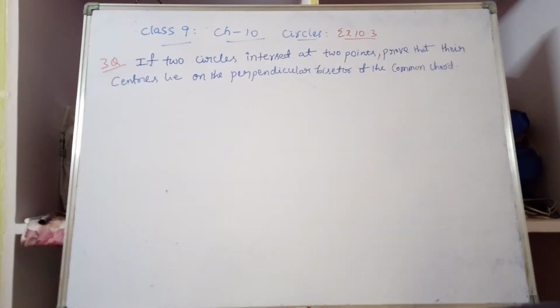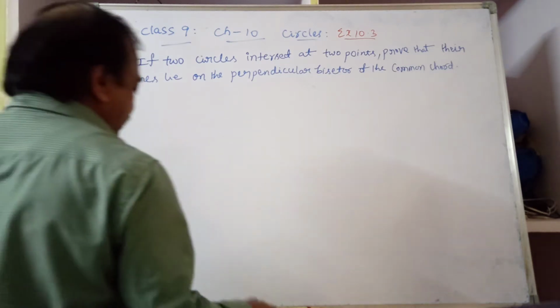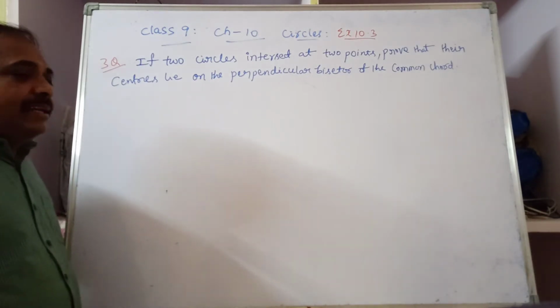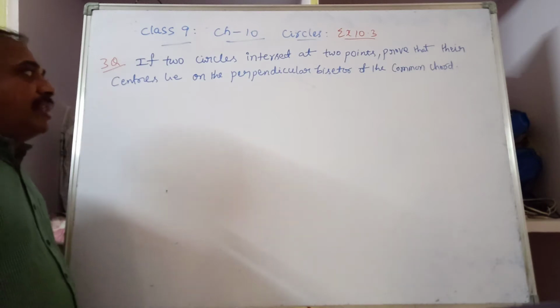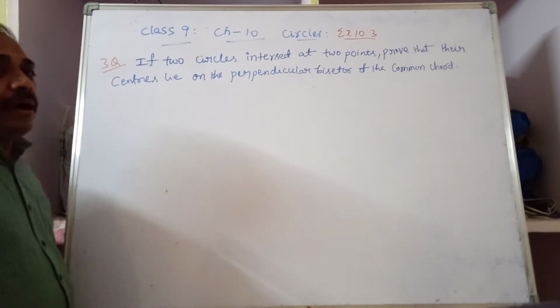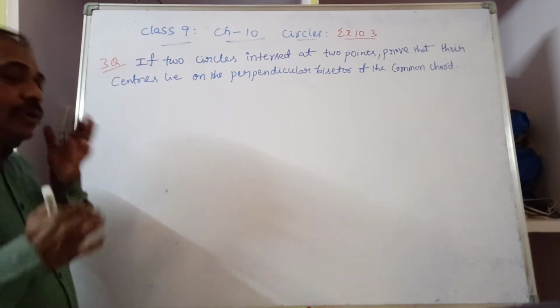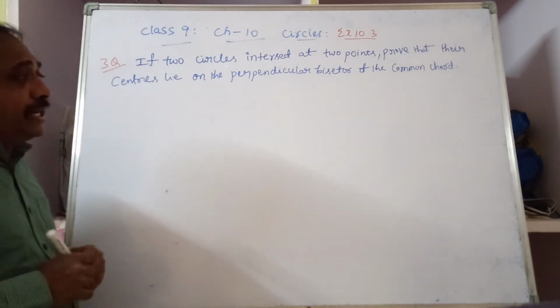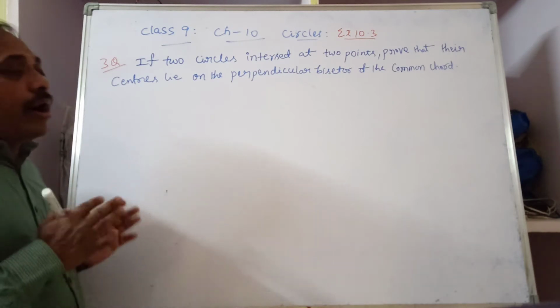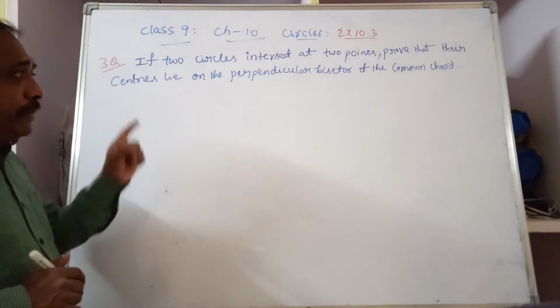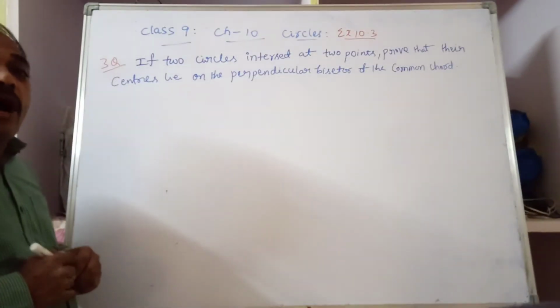Now we are seeing a question from exercise 10.3. If two circles intersect at two points, prove that their centers lie on the perpendicular bisector of the common chord. So two circles are intersecting at two different points. We have to prove that those centers lie on the perpendicular bisector of the common chord.